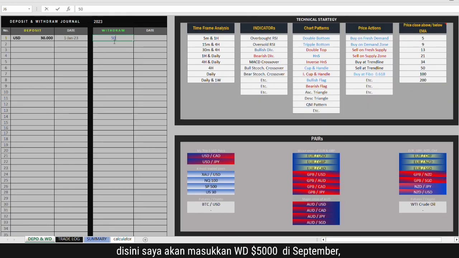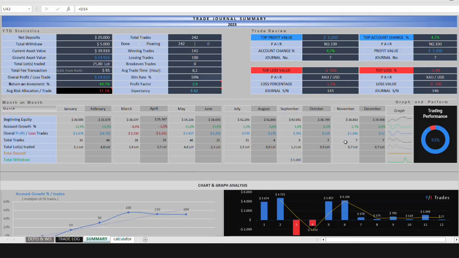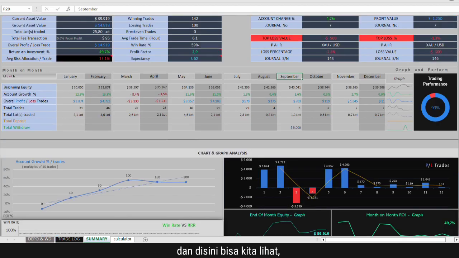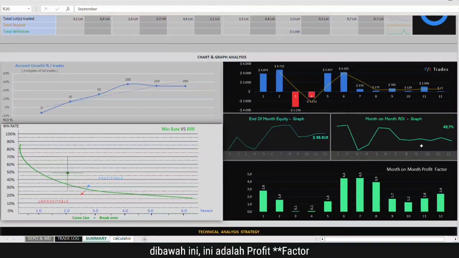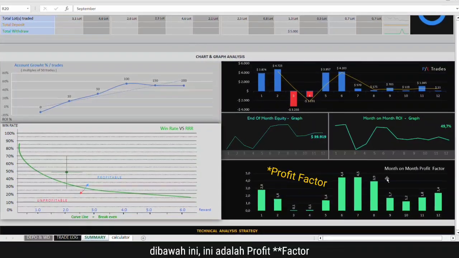Here I will put a withdrawal of $5,000 in September, and we go back to summary. Okay, there is already a withdrawal in September, $5,000, and here we can see that the line chart has dropped in the next month. But if you look at the ROE percentage, there's no drop at all. Below here, this is the month-on-month profit ratio graph.